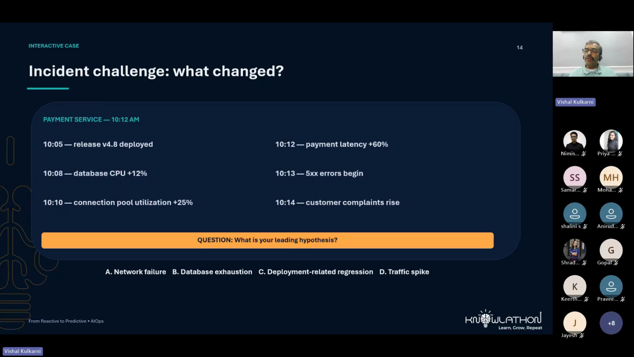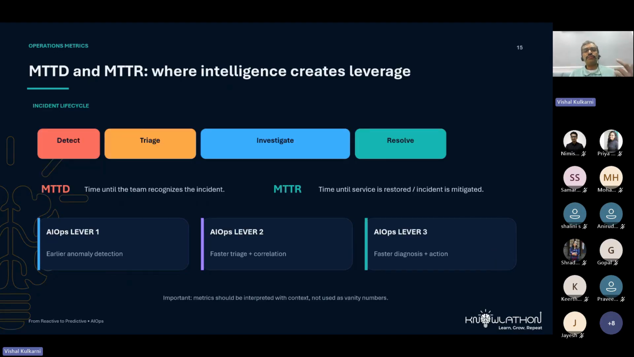Now, it is all about, if I look at it, the way it has been indicated, right? What is your leading hypothesis, right? Whether it is a network failure, database exhaustion, or probably a deployment-related regression or traffic spike, right? Always remember that correlation is evidence, it is not certainty, right? And that's with that given set, right?